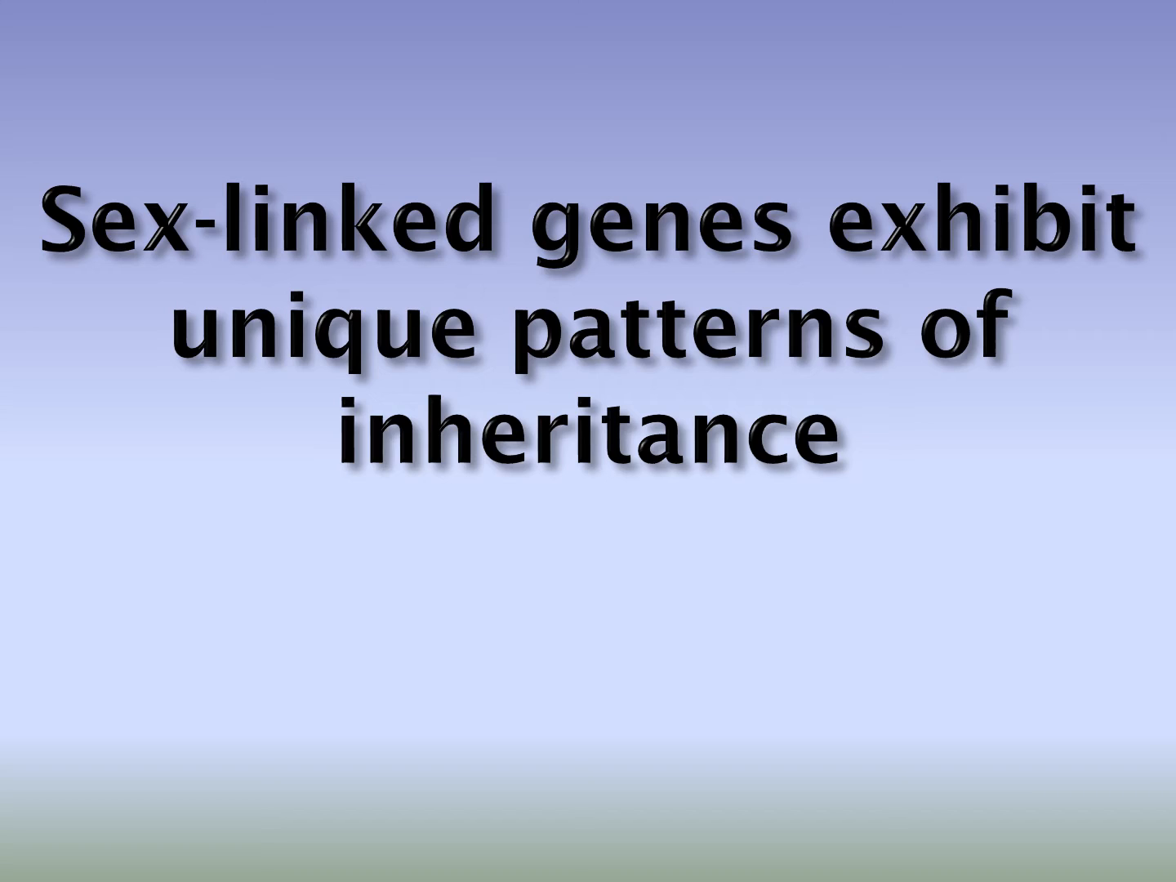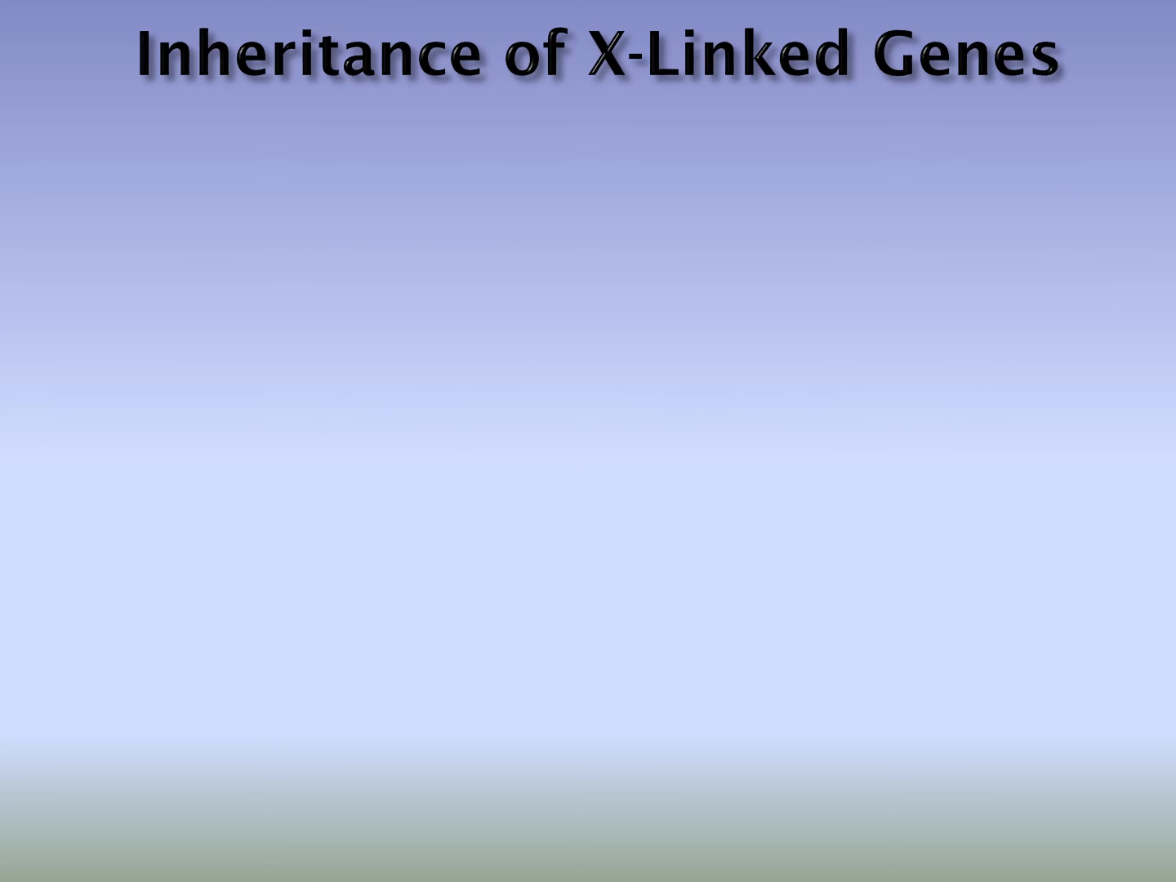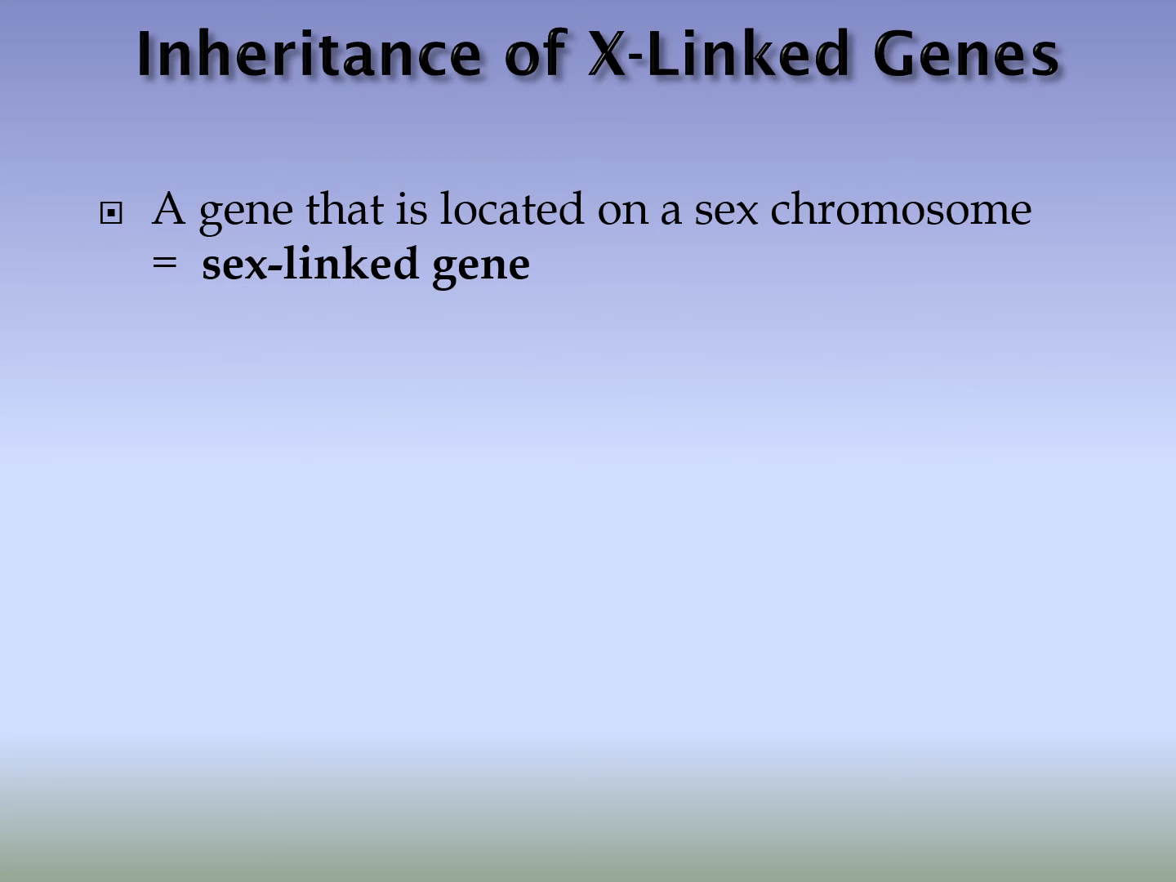The pattern of inheritance is kind of odd, and it's because of the segregation and the fact that the males have only one X. Now, inheritance of X-linked genes: these are genes that are located on the X chromosome. Remember, a gene can either be on a sex chromosome or not. When it is on a sex chromosome, it's called a sex-linked gene in general.